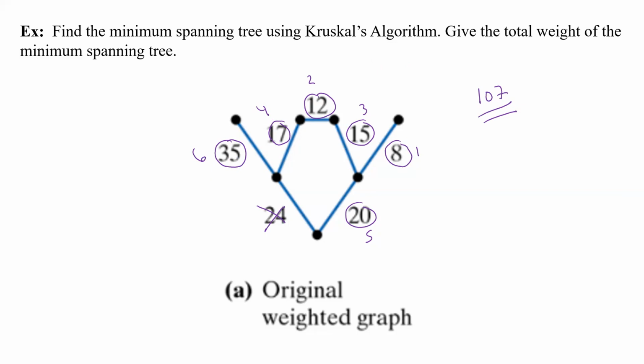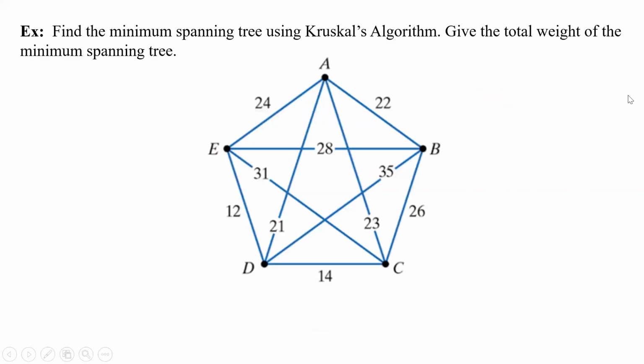All right, now let's do another one of these. This time, we have a lot more edges to decide with. So first off, let's find the smallest one. We have 24, 22, 28, 31, 35, 21. It looks like 12 is going to be the smallest. Then it looks like 14 is going to be the next. 15, 16, 21 probably is the next one after that. So that's going to be 3.